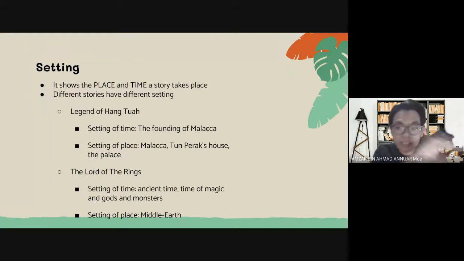So the important parts of the story happens where? That is the setting of place. And the important things that happen in the story happen when? That is the founding of Melaka. And that is the setting of time.